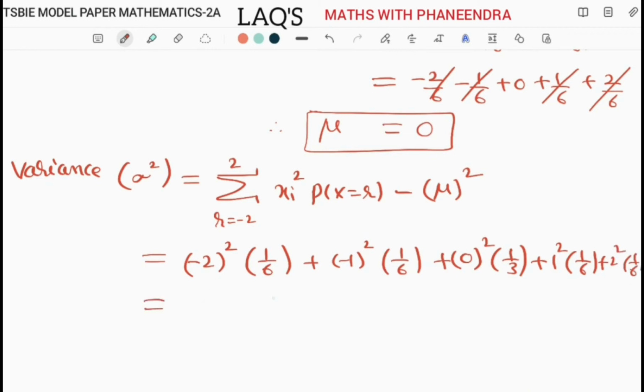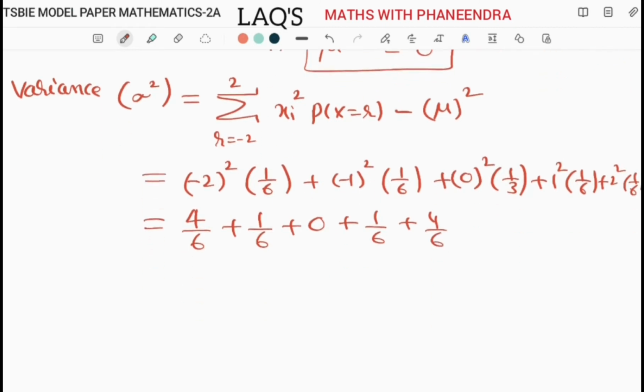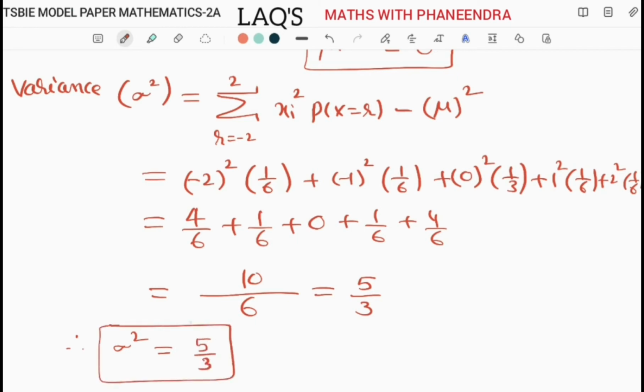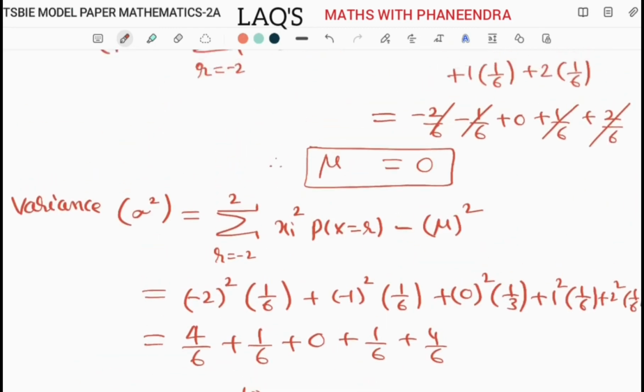So 4 into 1 by 6 is 4 by 6, plus 1 by 6, plus 0, plus 1 by 6, plus 4 by 6. After taking LCM 6 here, 4 plus 4 plus 2, that is 8, so total 10, 10 by 6. 10 by 6 means 5 by 3. So therefore sigma square, or variance, is equal to 5 by 3. I hope you understand this, students. According to this, we can do.